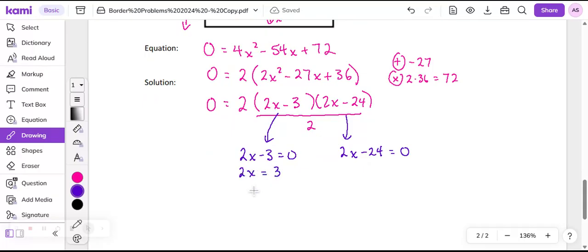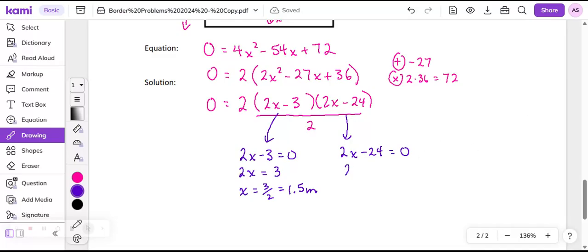I think I'll just do it with you. So 2x equals 3. I'm okay with decimals here. 3 divided by 2, or fractions, whatever you want. 3 divided by 2 is 1.5. So 1.5 meter border. Now, immediately, I'm thinking that sounds realistic.